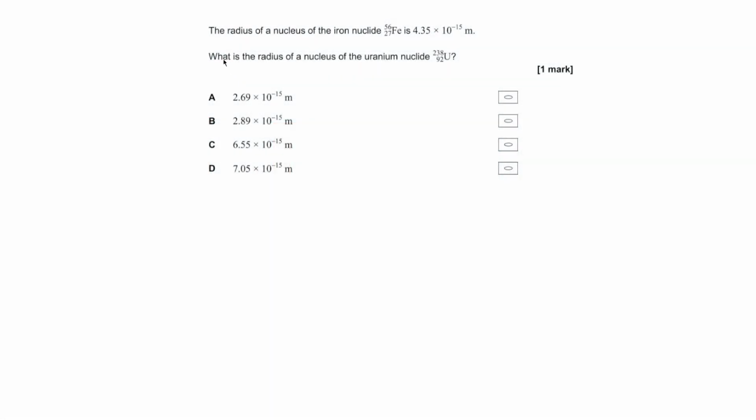This question is about the nuclear radius. The question says, the radius of a nucleus of the iron nuclide 56 27 iron is 4.35 times 10 to the minus 15 meters. What is the radius of a nucleus of the uranium nuclide 238 92 uranium? In order to answer this question, we need to consider an equation that contains the nuclear radius of a nuclide.